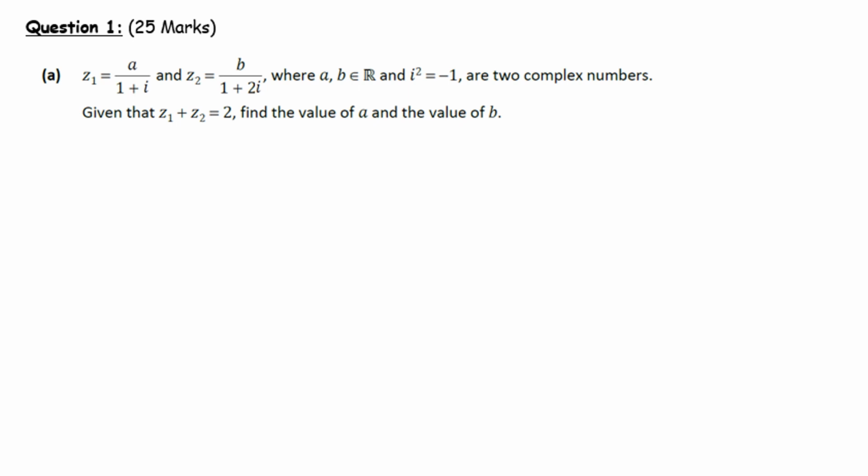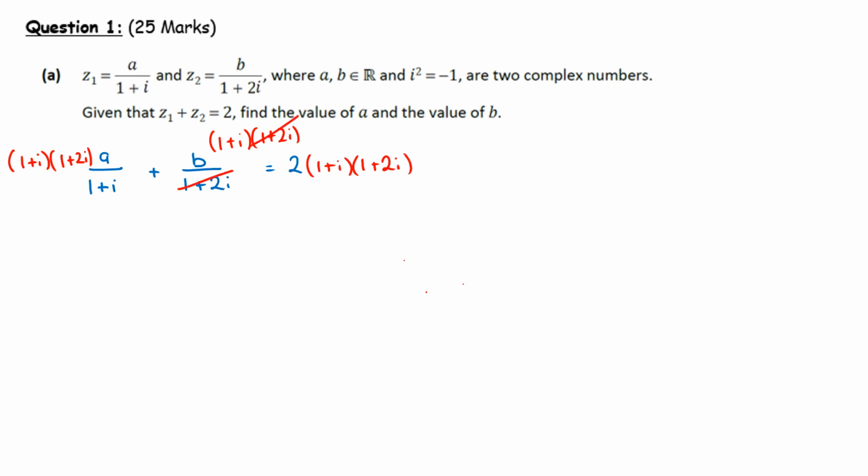We are given Z1 plus Z2 is equal to 2. So we get A over 1 plus i plus B over 1 plus 2i, and that should all equal 2. Just like in any algebra question that has fractions, we're going to try to get rid of the fractions. We do this by multiplying across by the lowest common denominator, which is both denominators multiplied together, 1 plus i, 1 plus 2i, and don't forget to multiply both sides of the equal. So we get lovely cancelling here, that gets rid of the fractions, that was the point.